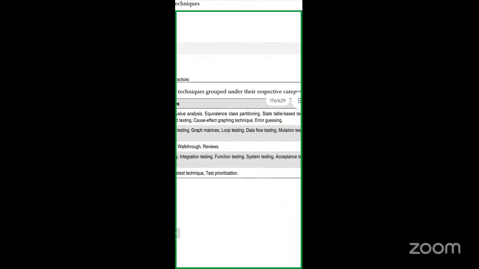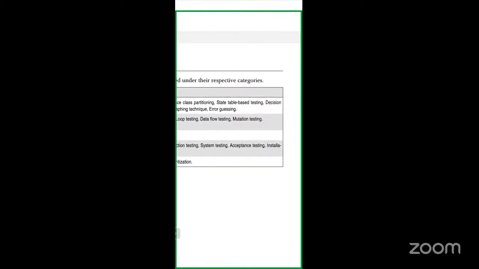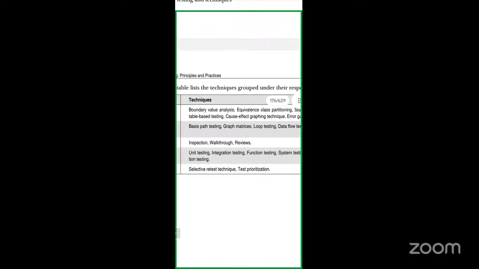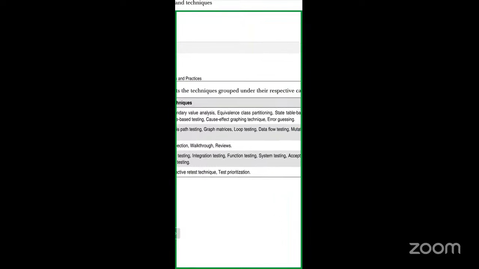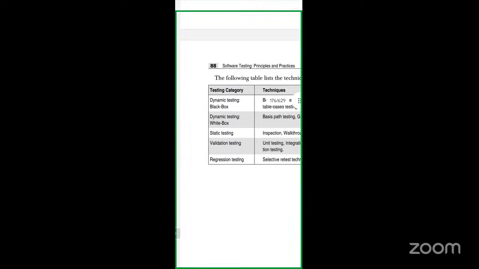Okay, so in the second test we are going to have equivalence class partitioning, where we will be dividing each and every module or each and every phase into equal partitions, and then we are going to go for the testings. Then we will be having state table based testing, then decision table based testing, then the cause effect graphing technique, and then we are having error guessing in this dynamic testing called black box testing.